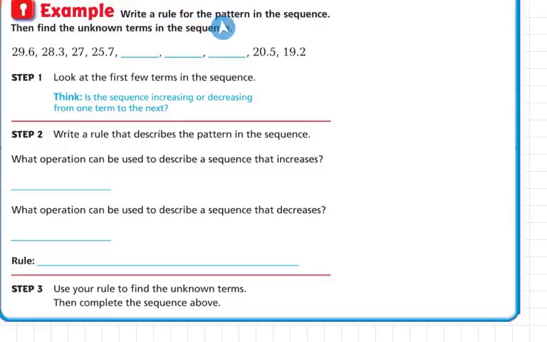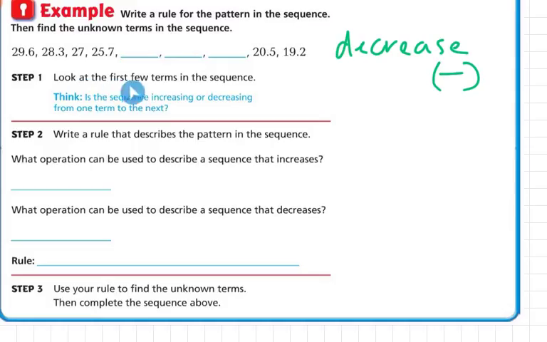It says write a rule for the pattern in the sequence. Then find the unknown terms in the sequence. So let's look at the terms here. If it helps you to think about this as being money, absolutely use that. So what we can see right off the bat is that the terms are decreasing. So if we see a decrease, boys and girls, we know a decrease means what operation? Subtraction. So we know that we're going to see that pattern.